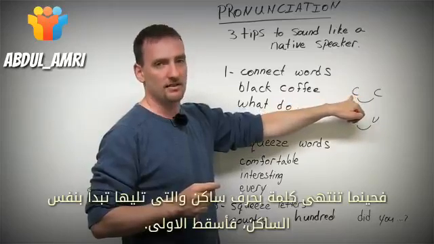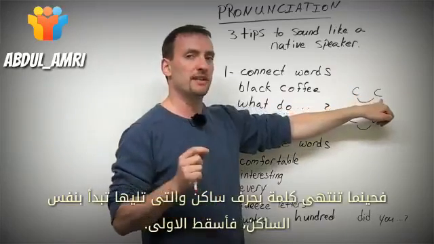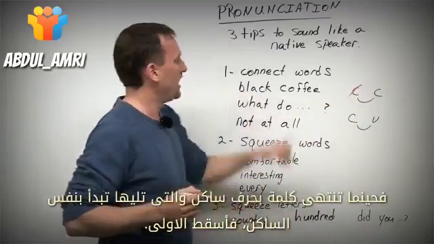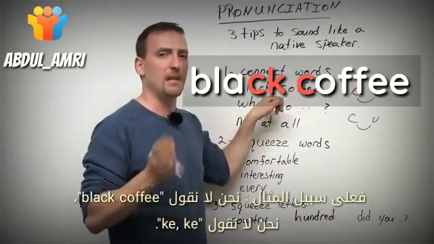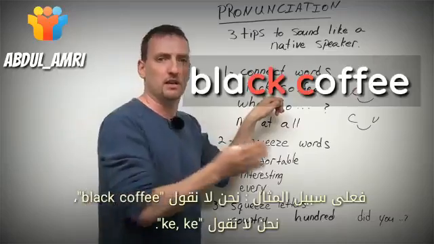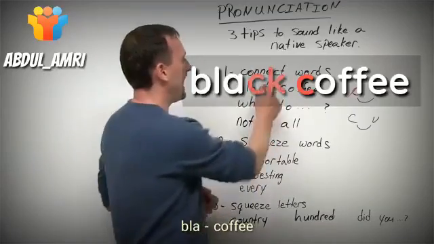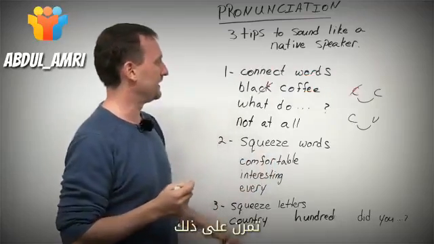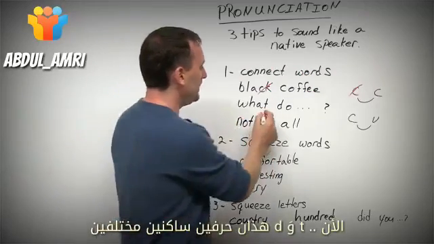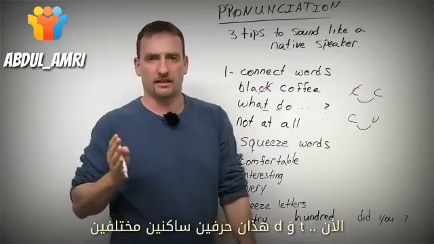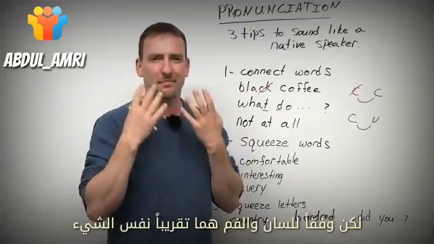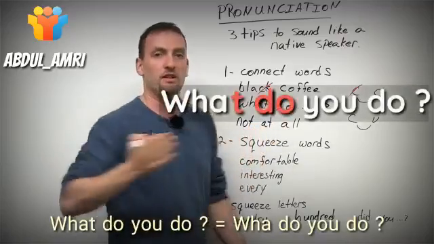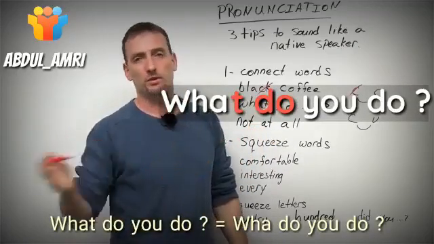When a word ends in a consonant and the next word begins with the same consonant, drop the first one. So for example, we do not say black coffee. We don't say the K twice. There's only one K. Black coffee. Okay? Practice that. Now, T and D, these are 2 different consonants, but according to the tongue and the mouth, they almost sound the same. So we do the same thing. What do you do?